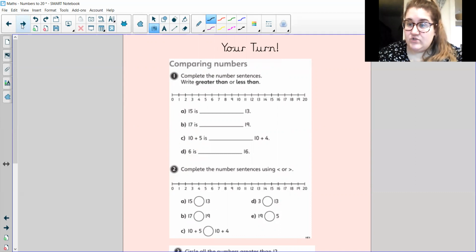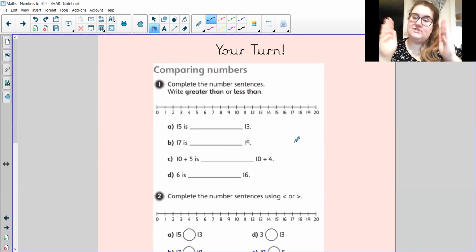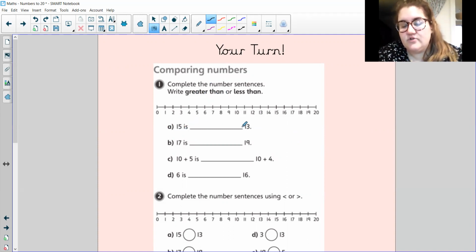So it's going to be your turn, okay? And I will put this sheet onto Class Dojo for you to either print off at home, or you can edit it on your tablet and write on it, or you can just draw it out in your books. It's not a problem. So I'm just going to zoom in. There we go. It says, complete the number sentence, write greater than or less than. So it doesn't want the symbols, it wants you to write it. But if you say, oh, I don't know how to spell greater than, it's here. Okay, so you can copy it if it's the right decision. So, for example, 15 is blank than 13. Well, I know 15 is greater than. So in this space, I would write greater than.